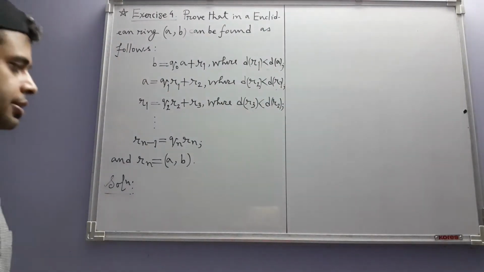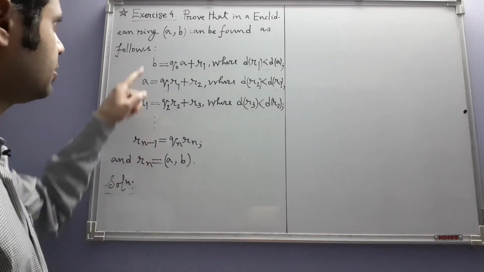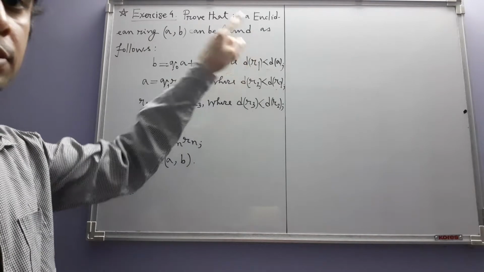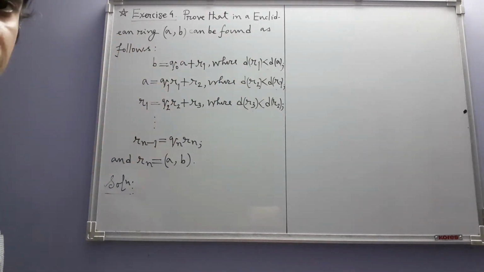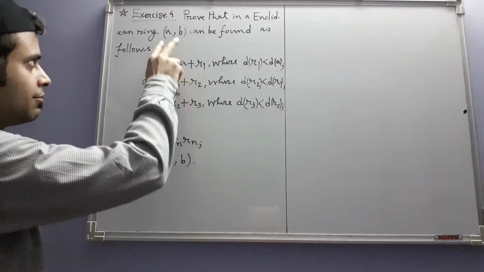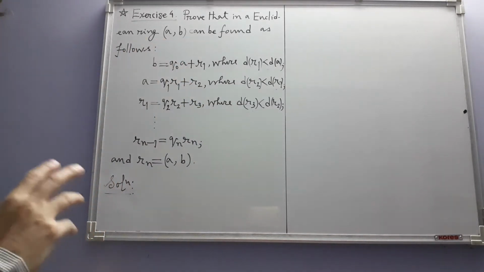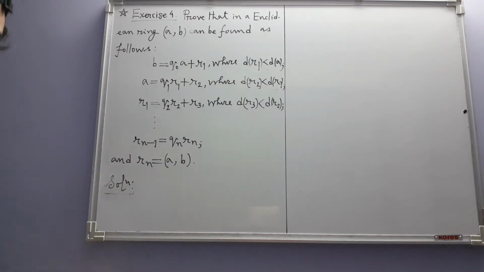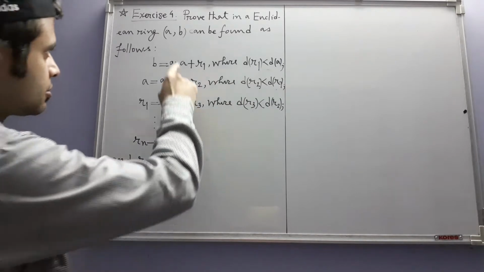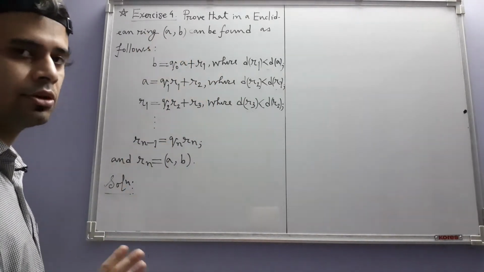So next, exercise 4. This one asks us to show that the GCD of two elements in a Euclidean ring can be found in this way. Here we are given two elements. One of them of course has to be non-zero. By now we know that if both of them are zero, then the GCD does not exist. So without loss of generality, we can assume that A is non-zero, say.